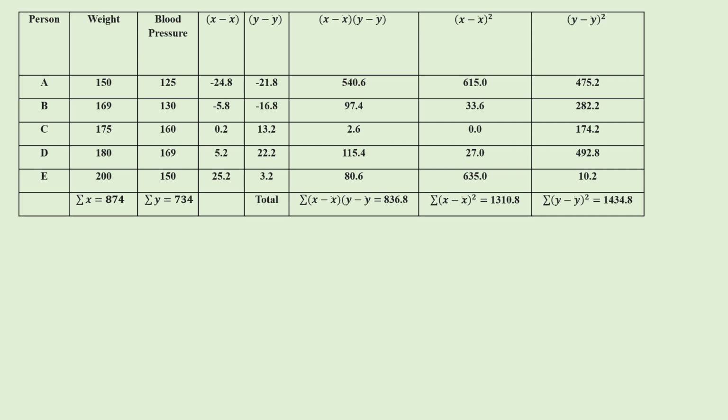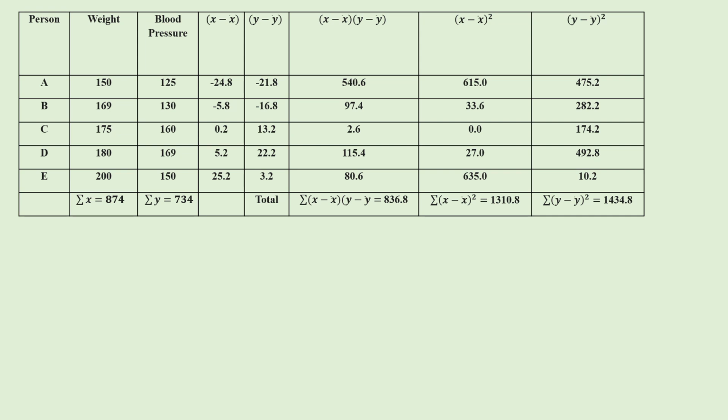Then subtract from each x minus x bar. 150 minus x bar, 169 minus x bar, like that you will get minus 24.8, etc., 25.2. Similarly, y minus y bar, minus 21.8, minus 16.8. Then next, squaring the third one. Third and fourth, multiply third and fourth, 3 into 4. So next column x minus x bar into y minus y bar, 540.6 and 94.4.